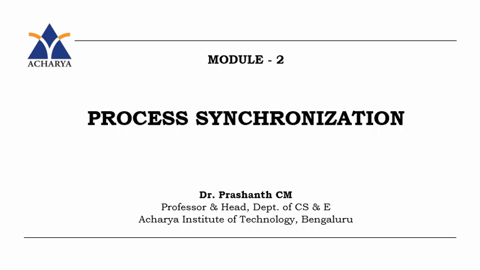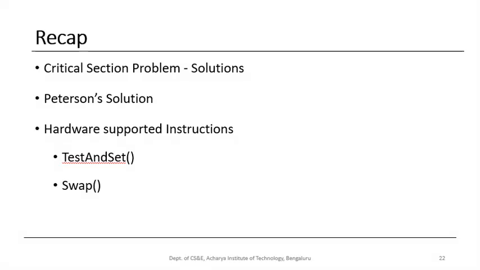Good morning, students. I'm going to continue my talk on process synchronization from where I had left in the last class. Let us quickly recall whatever we had discussed in the last class. We discussed the critical section problem. Basically, the problem is we should not allow multiple cooperating processes to enter into their critical sections at the same time. That's the critical section problem.